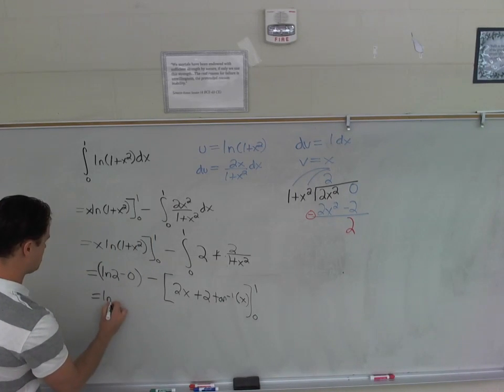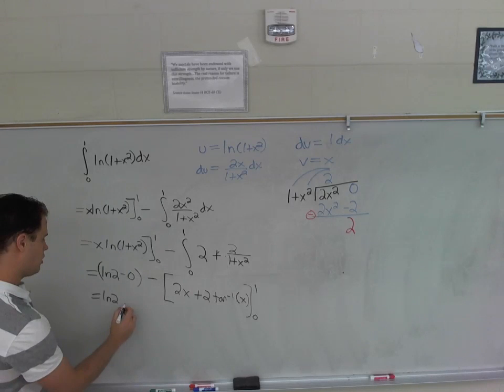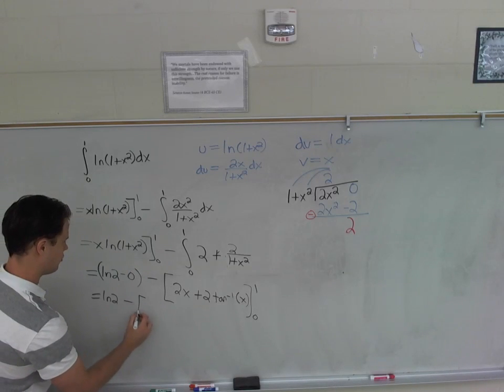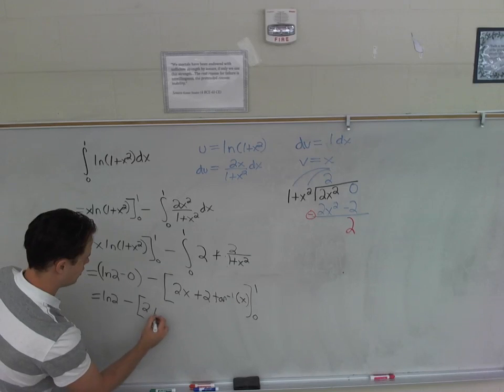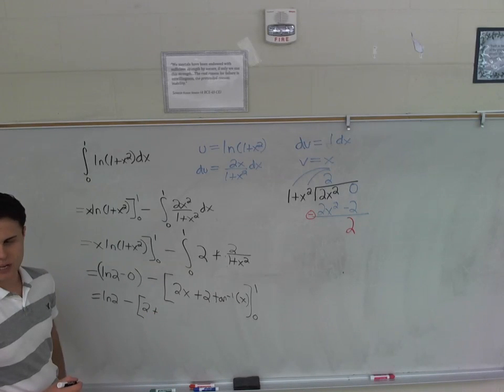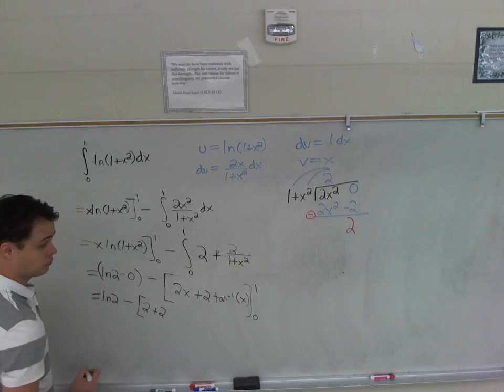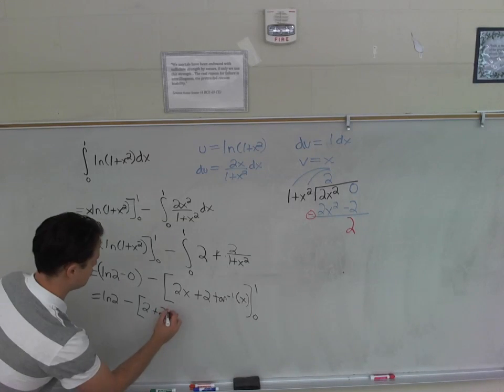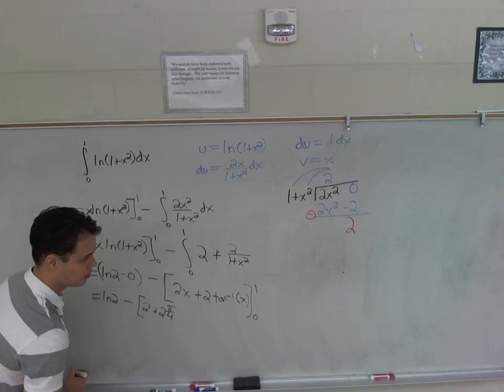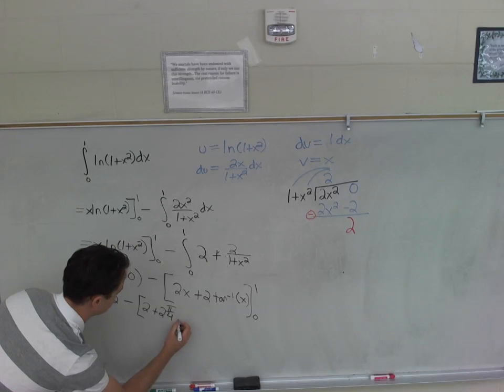So far we've got a natural log of 2 from the UV part, and then over here we're going to have 2 plus, what's the arctangent of 1? What angle has a tangent of 1? Pi over 4, 45 degrees, right? So that's what has an arctangent of 1.